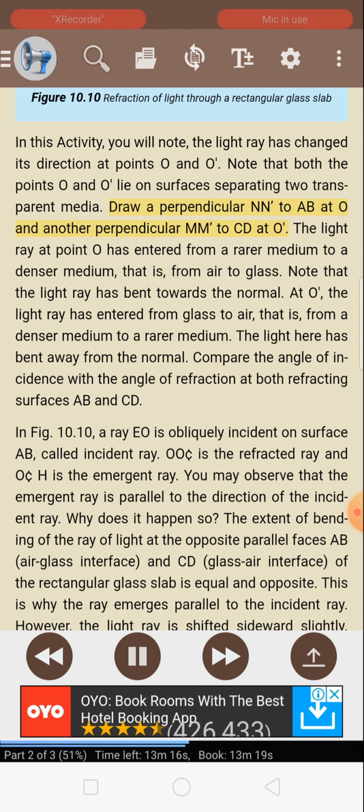Draw a perpendicular NN' to AB at O and another perpendicular MM' to CD at O'. The light ray at point O has entered from a rarer medium to a denser medium, that is from air to glass. Note that the light ray has bent towards the normal. At O', the light ray has entered from glass to air, that is from a denser medium to a rarer medium. The light here has bent away from the normal. Compare the angle of incidence with the angle of refraction at both refracting surfaces AB and CD.